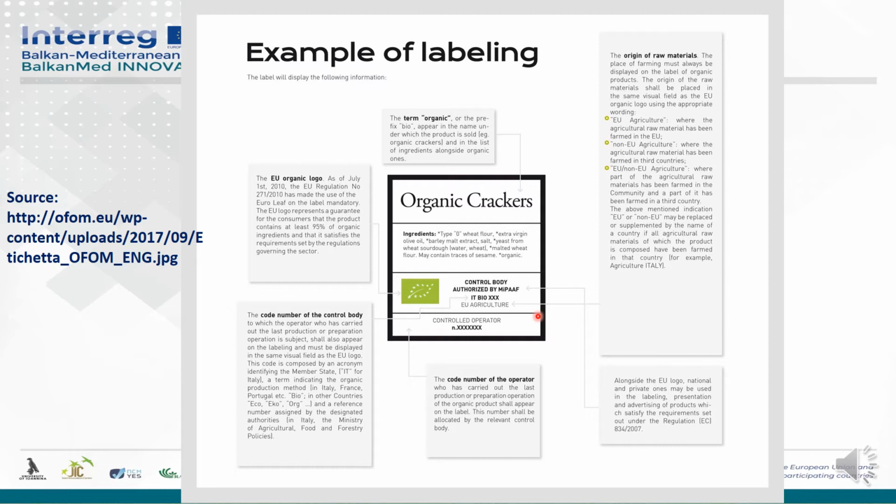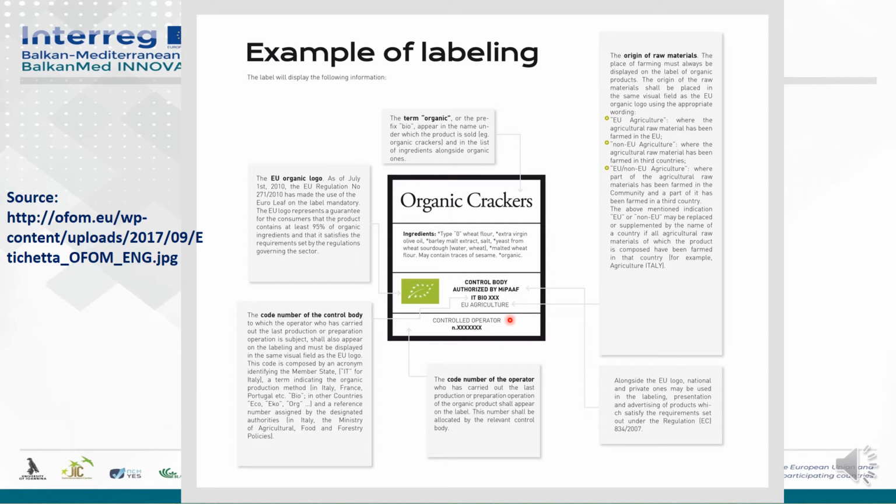What else? Another important indicator to be written is EU agriculture or non-EU agriculture. So it is obligatory to put the origin, if it is EU or non-EU agriculture. If it is EU, it has to be EU agriculture. If it is not EU, it will be non-EU agriculture.